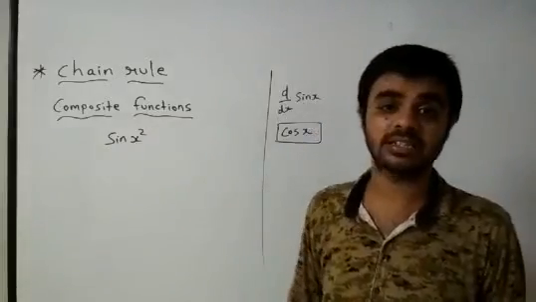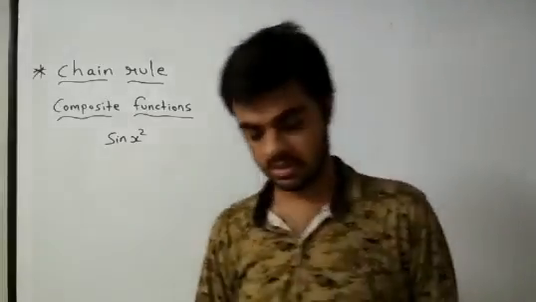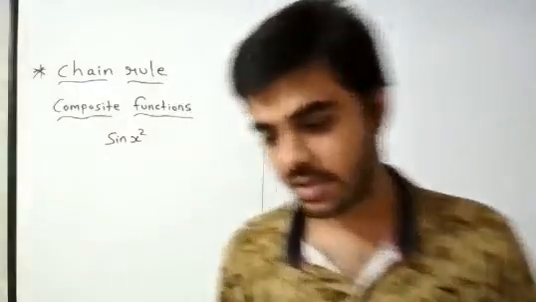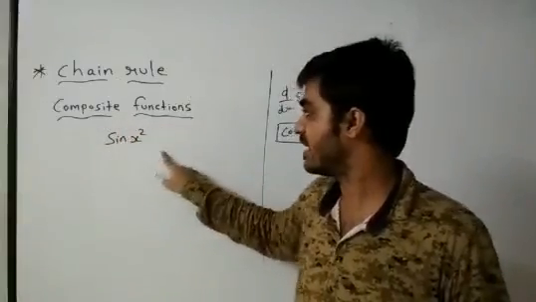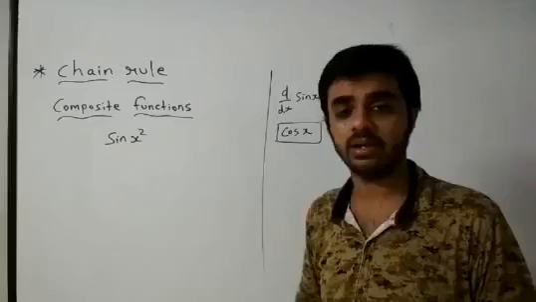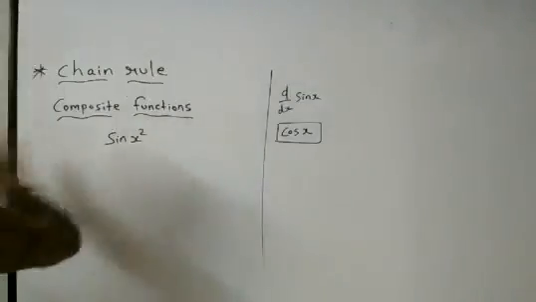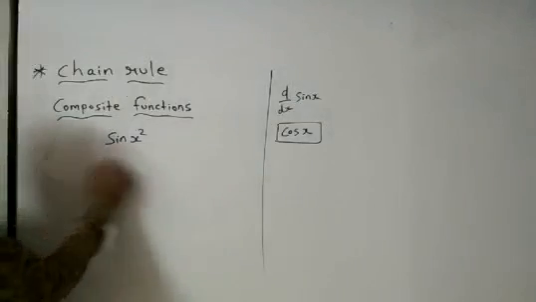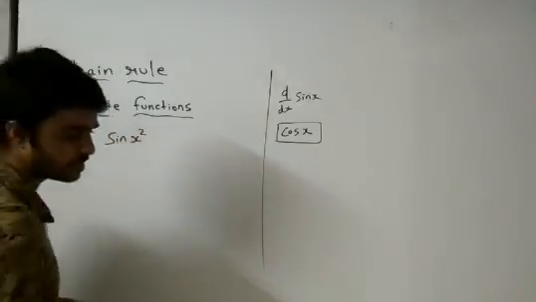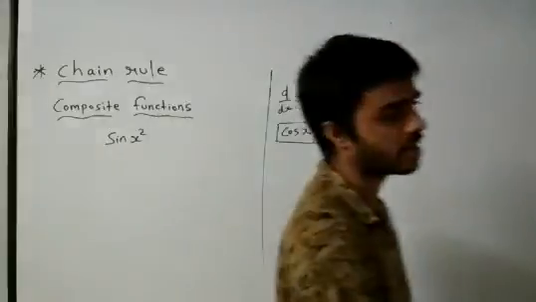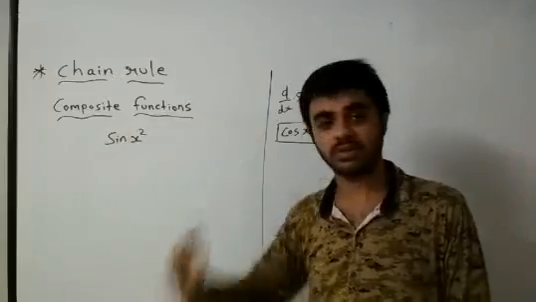But what about sin x square? Simple. Cos x square? No. It is not like that. So for this type of sums, by looking at this, you know it is a composite function, right? So sin x square. Suppose now you have one example. Find the differentiation of sin x square. So how are you going to do that? Today we are going to study that. With the help of chain rule, we are going to differentiate composite functions.